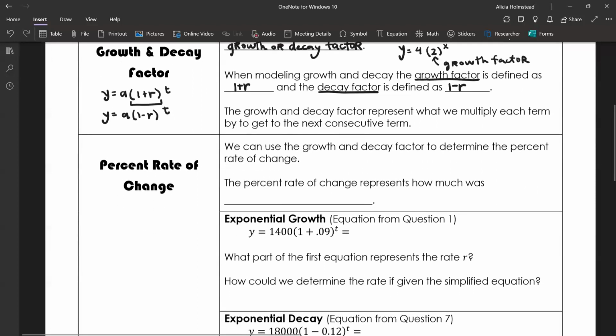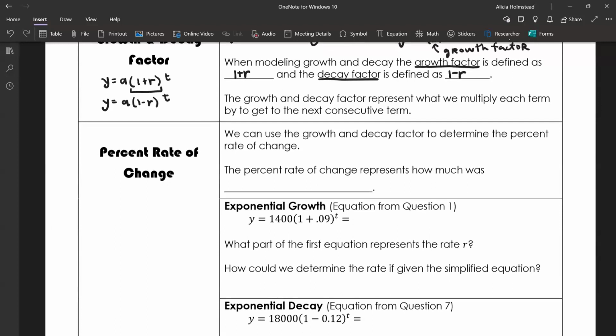All right, now let's compare that to this percent rate of change. So we can use the growth and decay factor to determine the percent rate of change. And when I say percent rate of change, we're just talking about the r, the rate that we were using in our exponential equations earlier. And the percent rate of change represents how much was lost or gained over time. Okay, so how much was lost or gained?